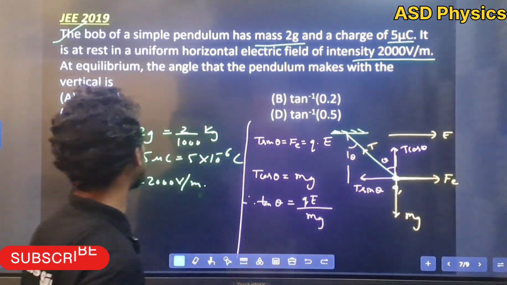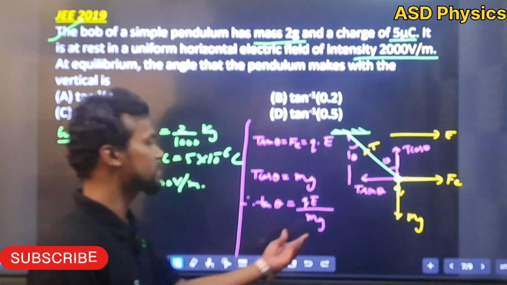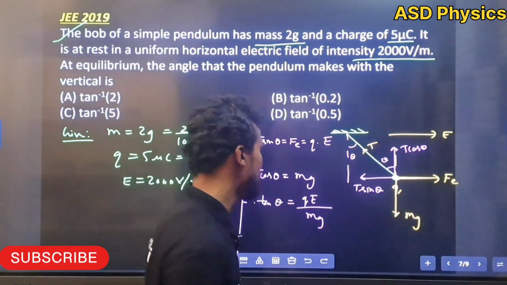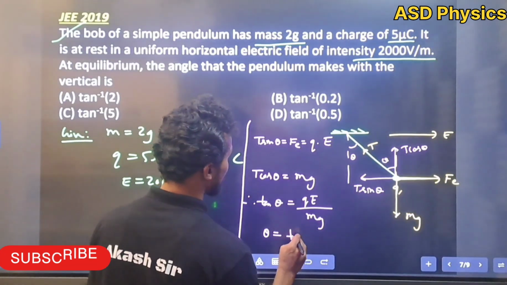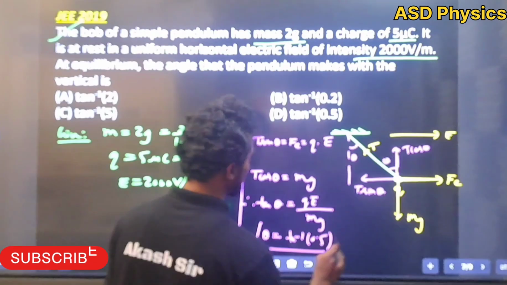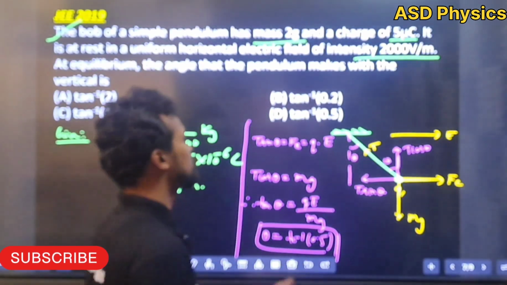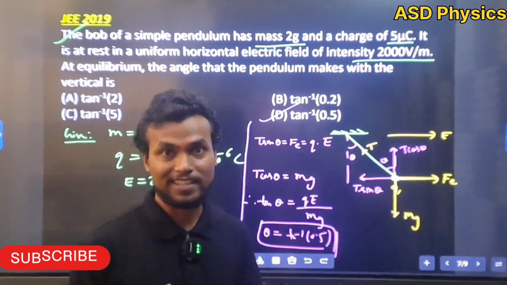See here, Q is there, E is there, m is there, and g is there. The g value you have to take as 10. When you put the values here, it will come theta equal to tan inverse 0.5. Now you just have to put the values. The correct answer will be option D.